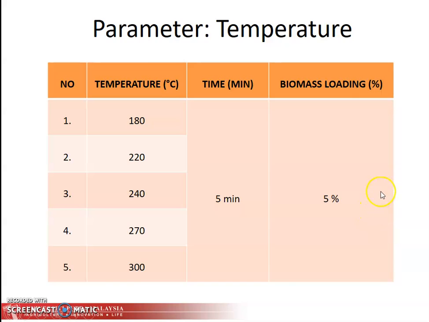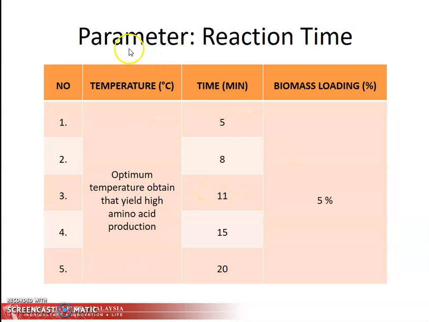At the end of this conventional experiment, the temperature that gives the highest protein yield will be used for testing the second parameter, which is the reaction time. In this reaction time test, we can see that there are 5 different sets of time that will be tested, whereas the biomass loading will be kept constant at 5%, and the temperature will also be kept constant for the 5 runs, and will be obtained from the previous test.